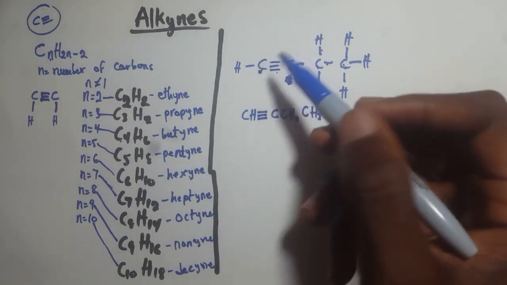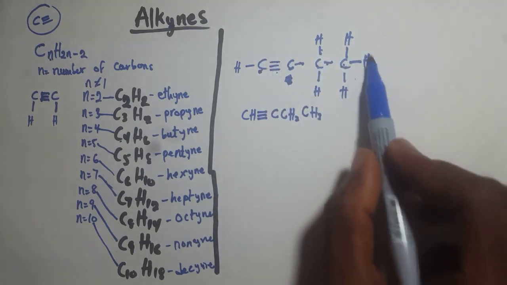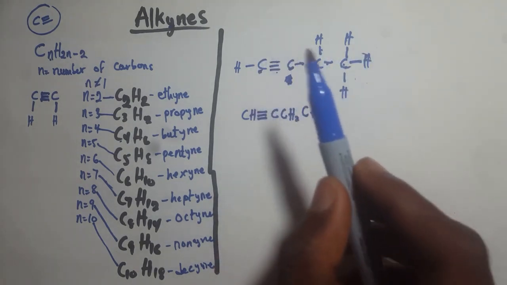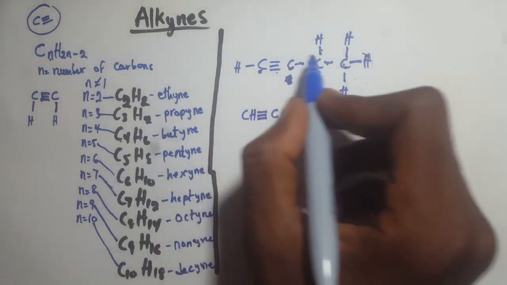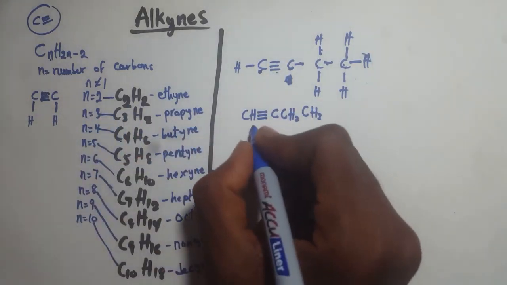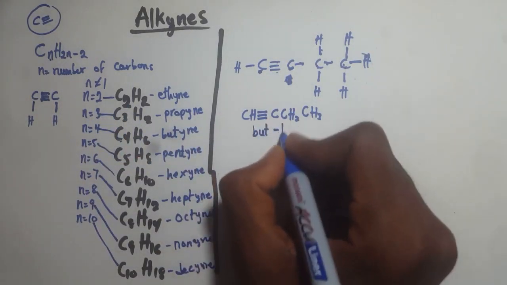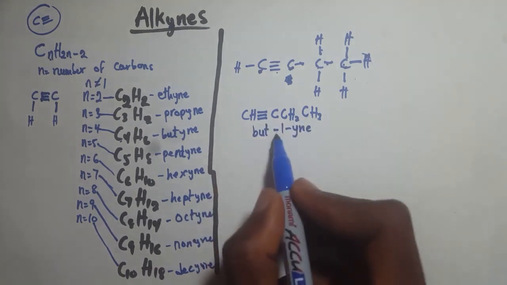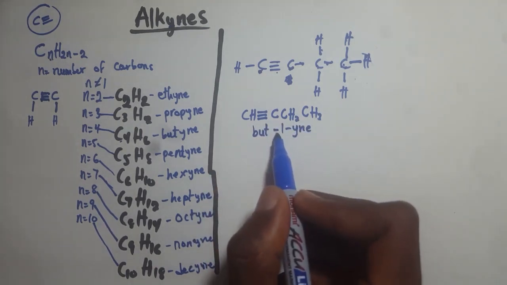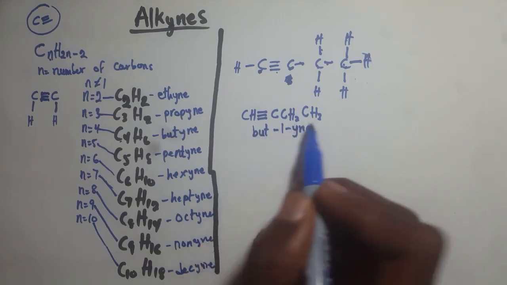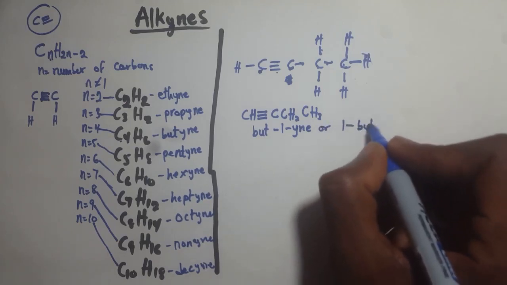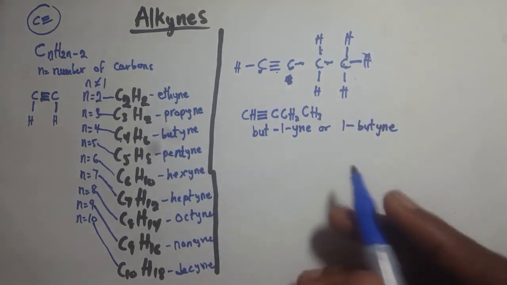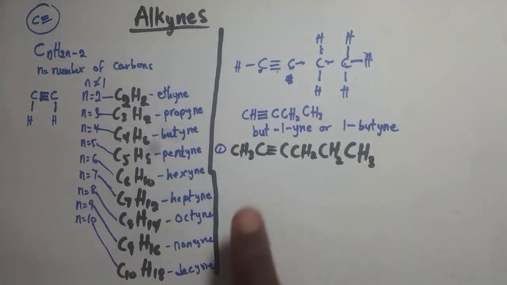So to name this, although we know it is butyne, when you have a structural formula like this, you need to state the position of the triple bond so that someone can also draw the same. So it's going to be called 1, 2, 3, 4. 4 is but, so but-1-yne. The 1 here is showing you the position of the triple bond, or you can call it 1-butyne. They are all correct.